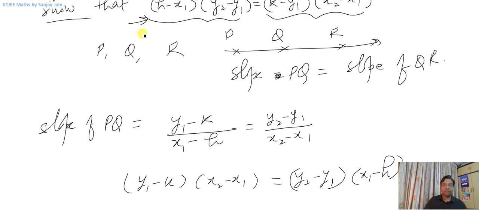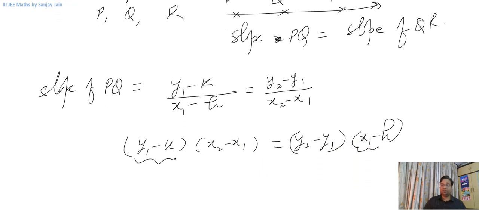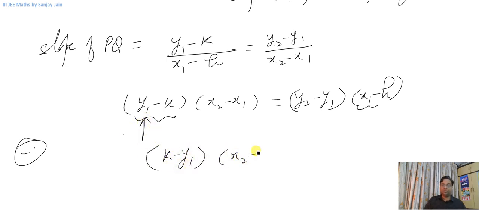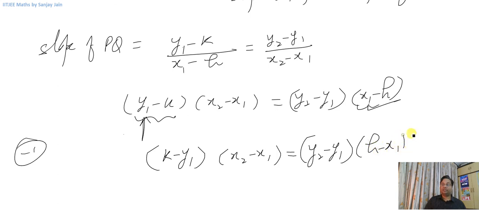Okay, and this is what we require in our answer. No, we require h minus x1 here and k minus y1 here. So we can write it as k minus y1, and we will have to write it as h minus x1. In other terms, we can multiply both sides by -1. So if you multiply both sides by -1, you can change this as k minus y1 into x2 minus x1 equal to y2 minus y1 into h minus x1, which is what we were looking for. Okay.